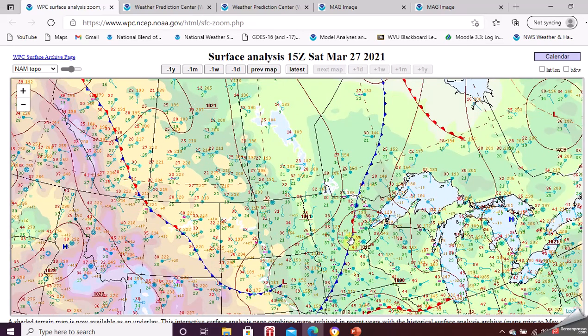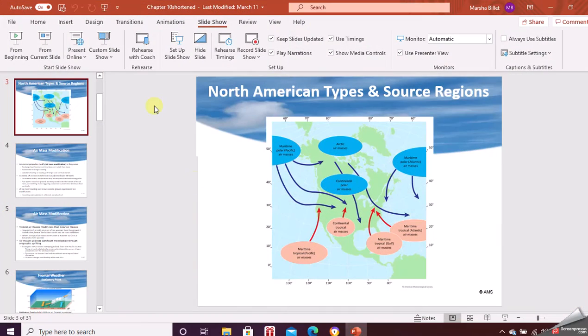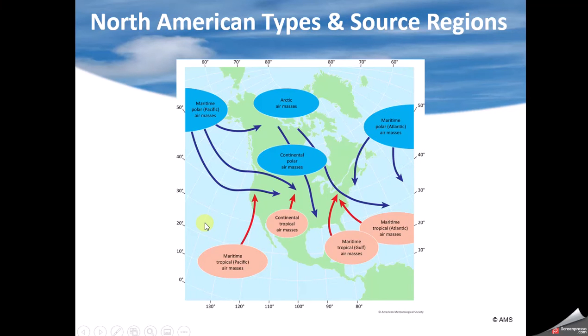And then here's your boundary of that air mass, a cold front. And it's a boundary on both sides. It's stationary because of the Rocky Mountains out here blocking it, but then it's moving east right here. So that is an example of a continental polar air mass. And the boundaries between air masses are where you end up with fronts.